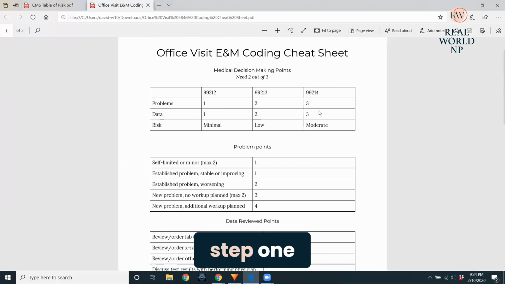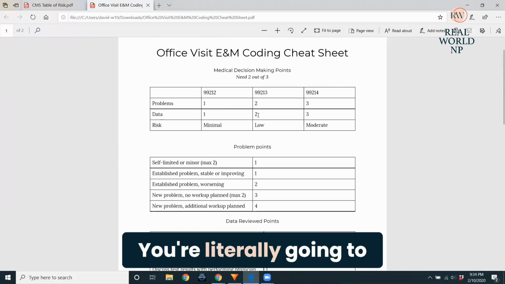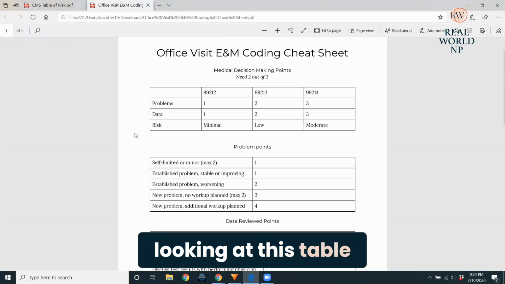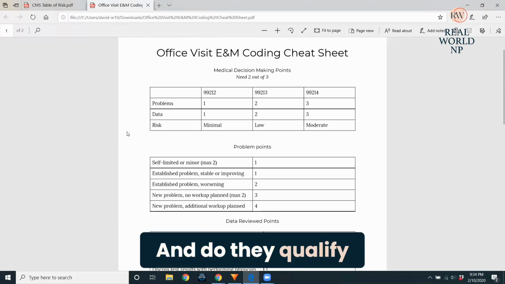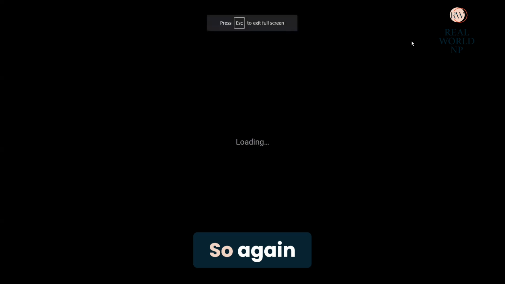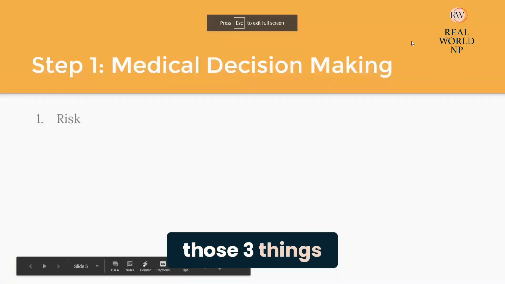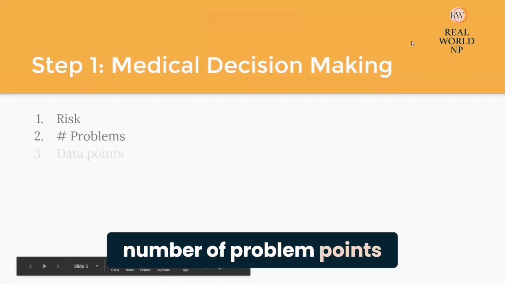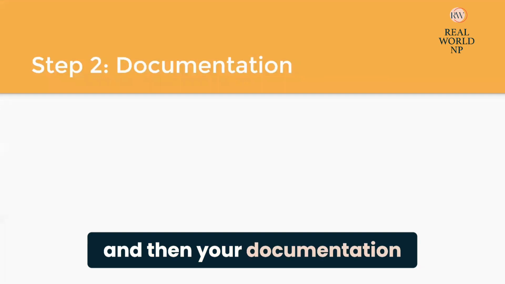So again, step 1, you're looking at medical decision making. You're literally going to these points, looking at this table of risk and filling it out. And do they qualify or not? Let's go back to the presentation here. So again, those 3 things: risk, number of problem points, and then the data points, and then your documentation.